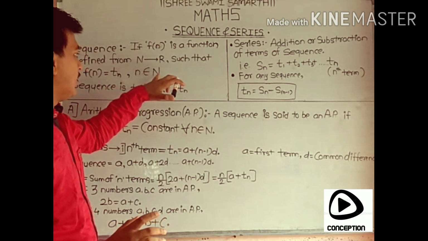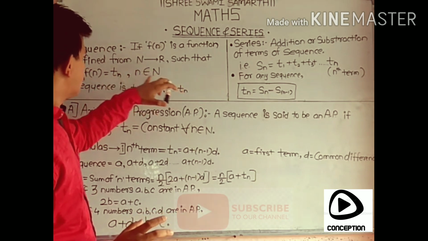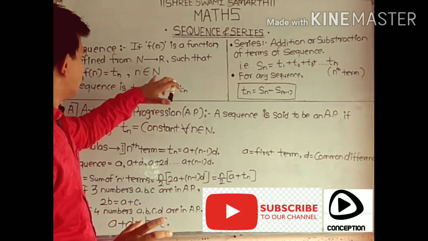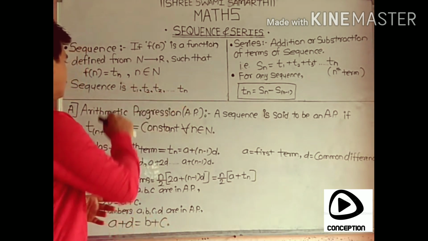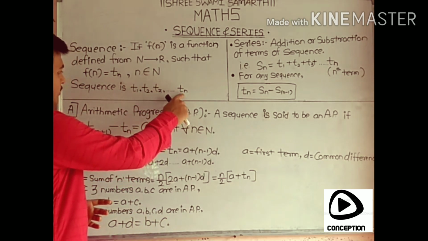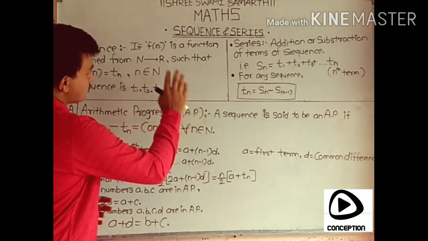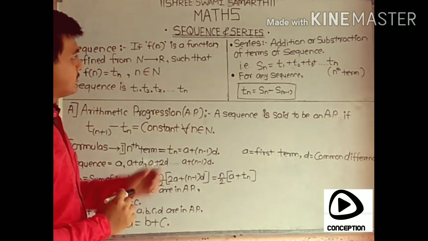For example, n is equal to 1, it will take T1. n is equal to 2, it will take the value of T2. n is equal to 3, then it will become T3. So the sequence is T1, T2, T3 up to Tn. So these are the terms of the sequence. Remember it. So let's begin with series now.